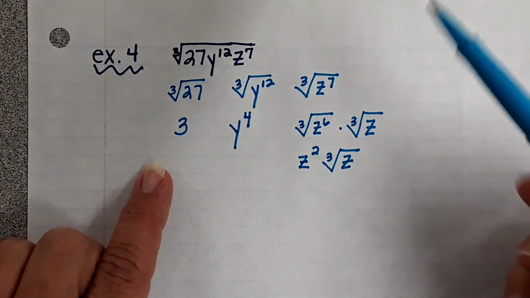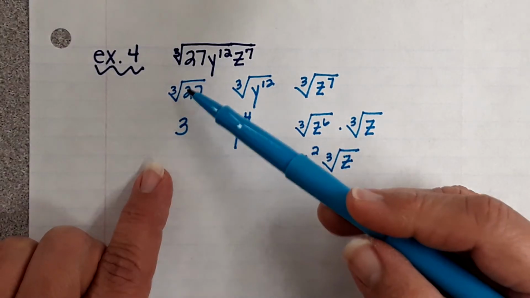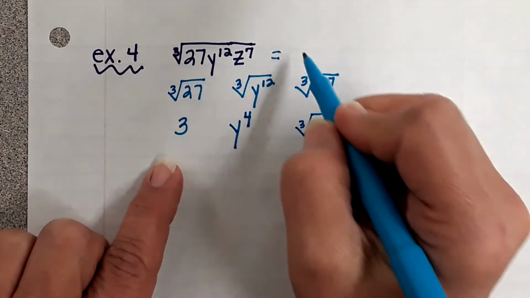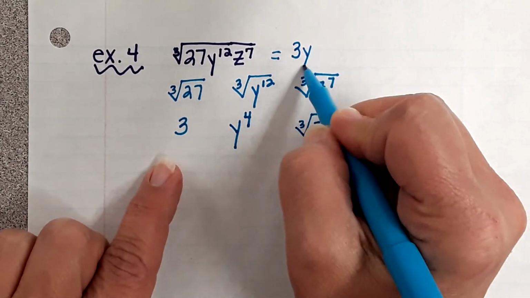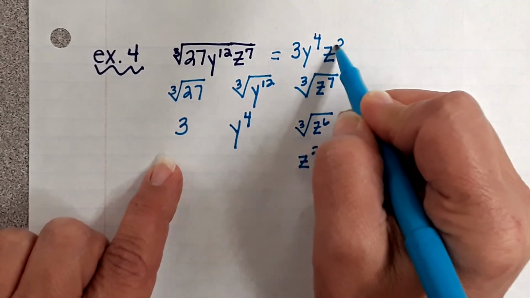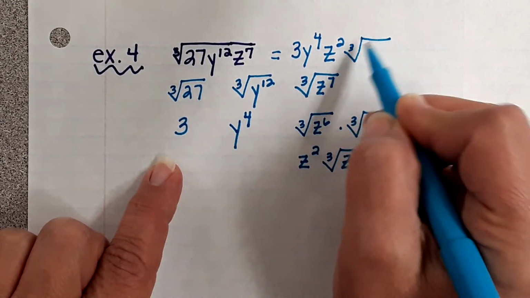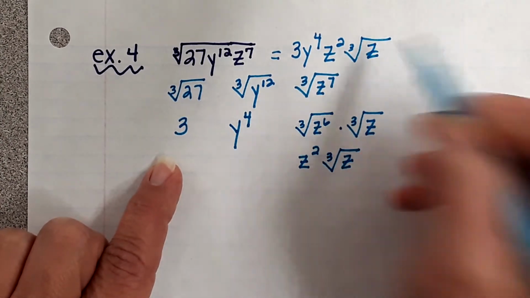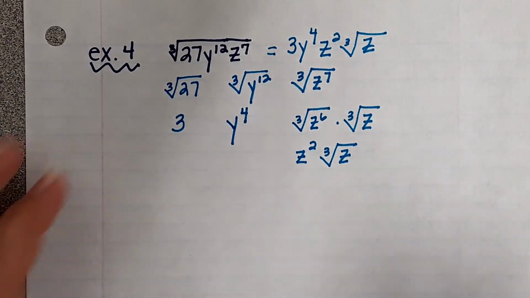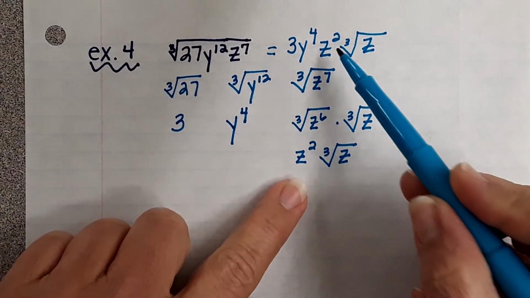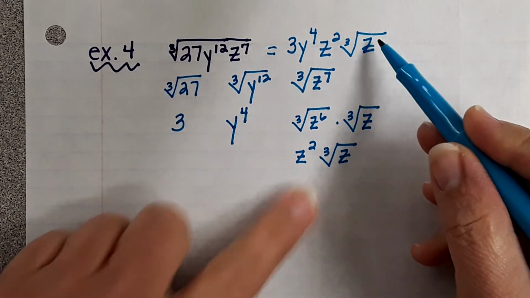Now, I know that you guys could do it in your head, especially these parts, but I just wanted to show you. So our final answer is 3 y to the 4th, z to the 2nd, cube root of 3, the cube root of z. Okay, so the 3 went on the outside, y to the 4th went on the outside, z squared went on the outside, and then this was left.